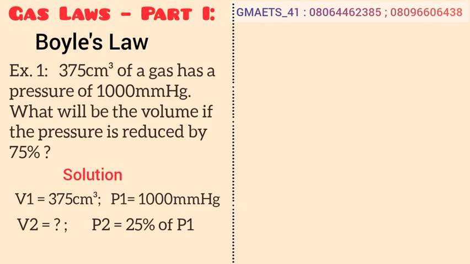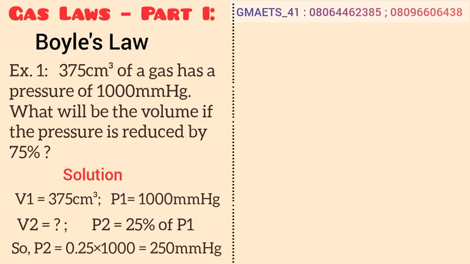25% is 25 over 100, which gives us 0.25. So P2, the final pressure, is 0.25 times the original pressure P1, which is 1000 millimeter of mercury. Working this out, we get that P2 is equal to 250 millimeter of mercury.